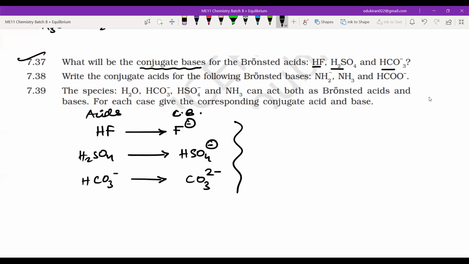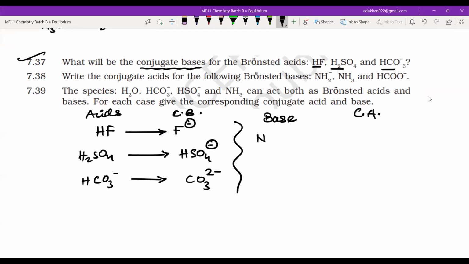Then you have to write the conjugate acids for the following conjugate bases. You have the bases here. See, what does an acid do? It donates H plus, so you just remove H plus. What does a base do? It accepts H plus, and you will get the conjugate acid.